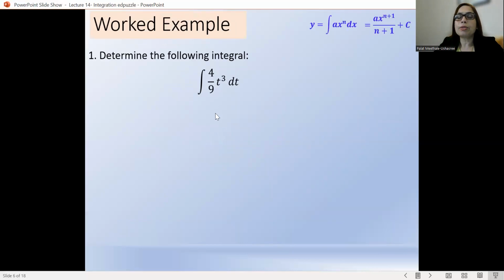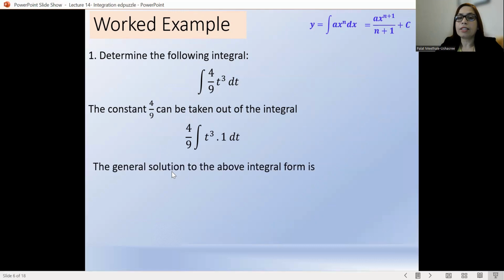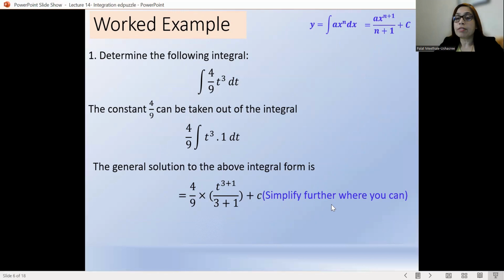So let me show you an example of integrating a function of the form a x to the power of n. So here you can take the constant 4 over 9 out of the integral and then use the formula to integrate it. Yeah, so 4 over 9 times t to the power of 3 plus 1 over 3 plus 1 plus c, and there you go. Simplify further wherever you can. So this is your final answer for the integral of this function.